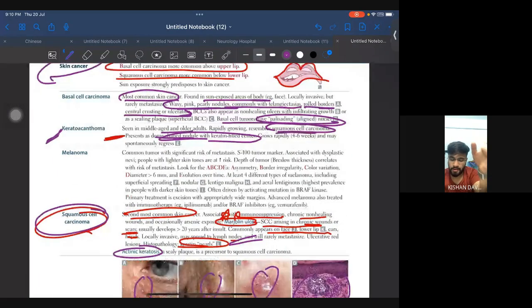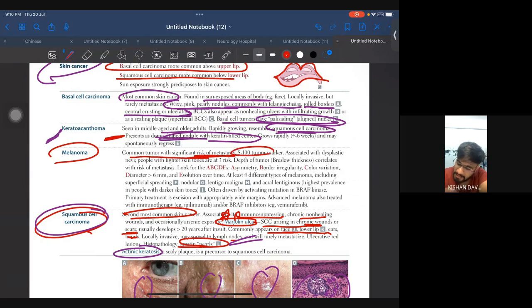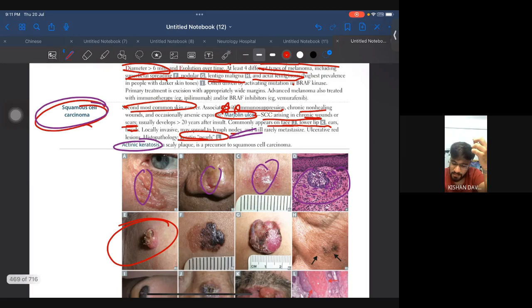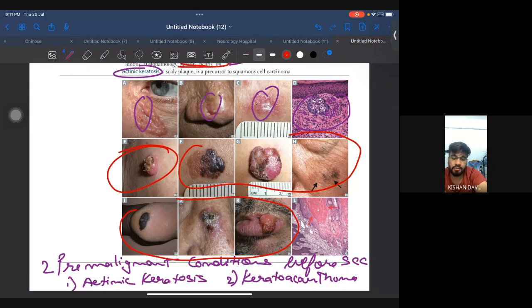Now let's come to the last part of our cancer and last disease of our skin, melanoma. Common tumor with significant risk of metastasis. S100 is the tumor marker. And one important point I need you to remember here is look for ABCDE. Asymmetry, border irregularity, color variation, diameter greater than 6, and evolution over time. This is what you need to remember. Okay. At least four different types of melanoma, including superficial, nodular, lentigo, and acral. See, they won't give you the features of all of them, but they will give you the images. Okay, they will give you the images, and you need to figure out कि nodular है, superficial है, acral है, ये सब.